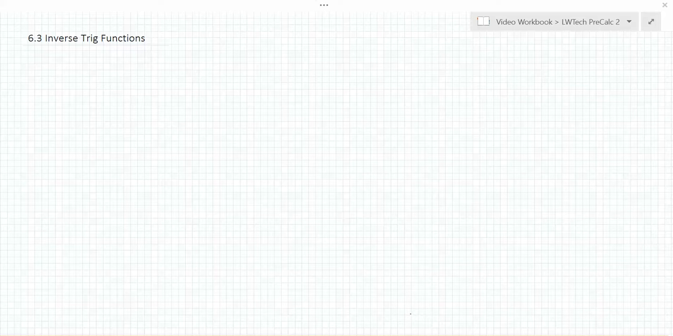For our first example, let's try to evaluate the expression and find the inverse sine of the cosine of 11 pi over 6. Like in all good order of operations problems, we like to start with the innermost parentheses. In this case, that means that we want to take the cosine of 11 pi over 6. We can look that up on our unit circle. It's the square root of 3 over 2.